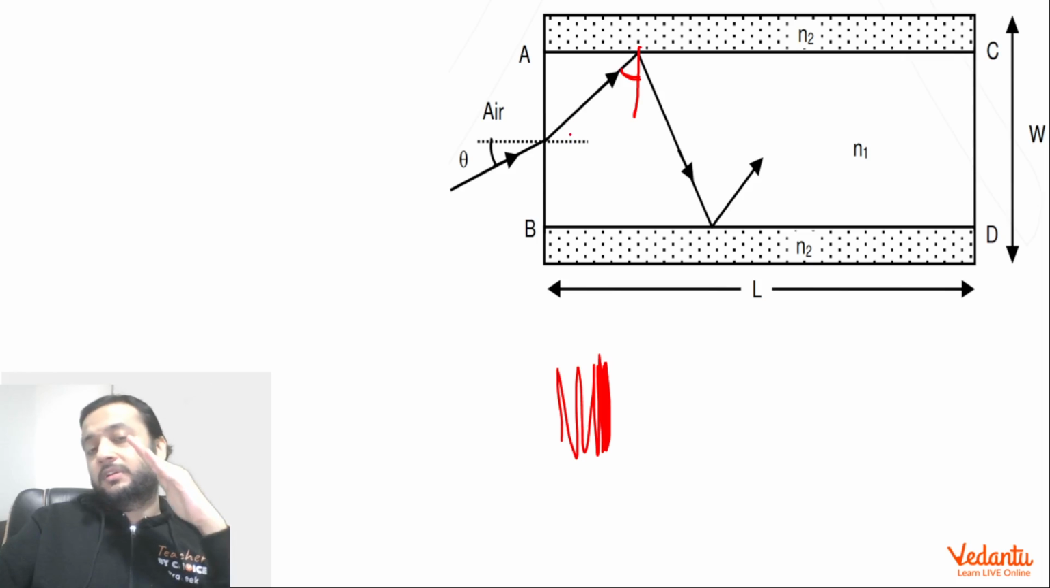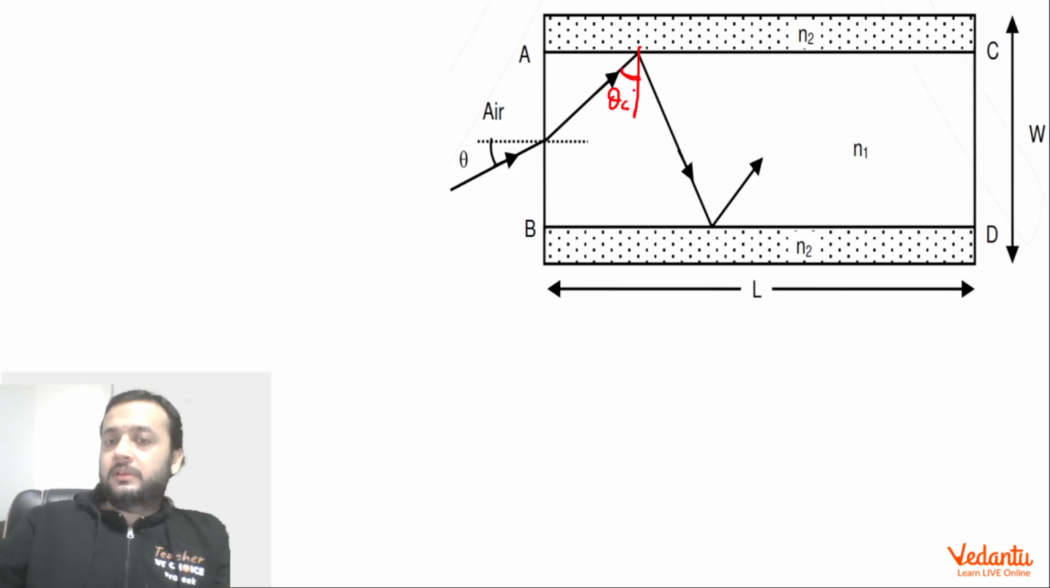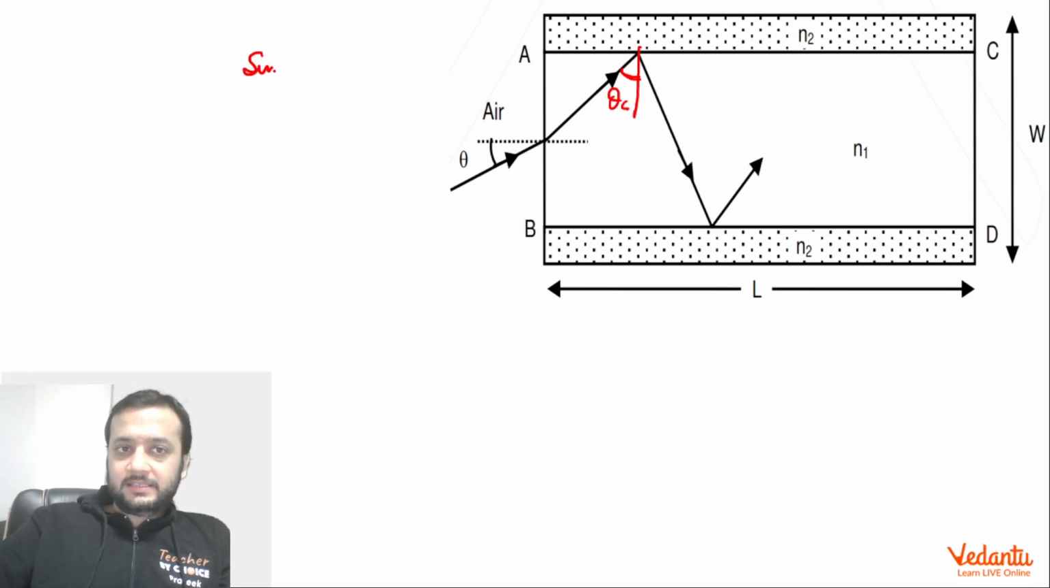So the inclination of the ray should be very high, but of course it should not be less than theta critical. This is what we want. And hence in the limiting case, this should be theta critical. So now we can see that sine theta critical is nothing but n2, which was 1.44, divided by n1, which was 1.5. So 1.44 divided by 1.5.